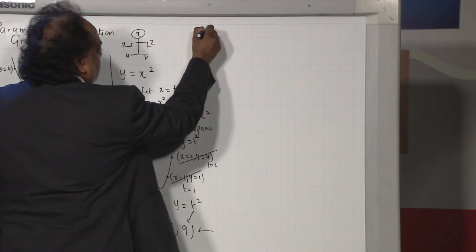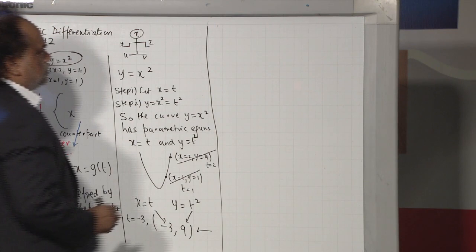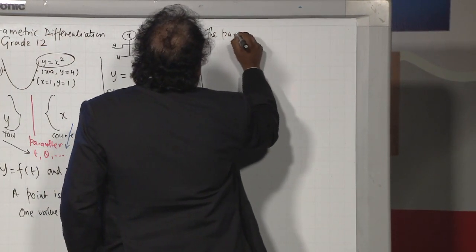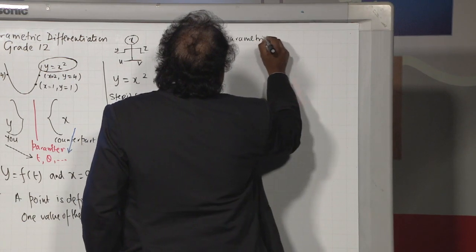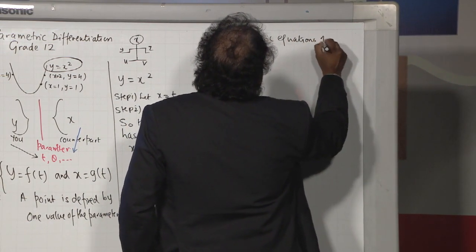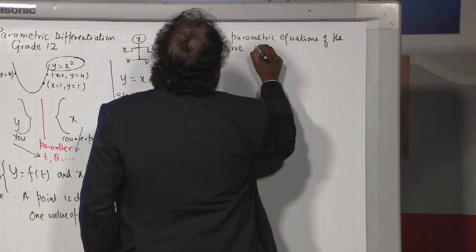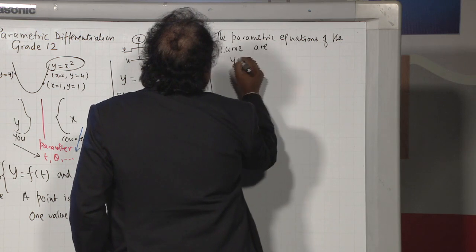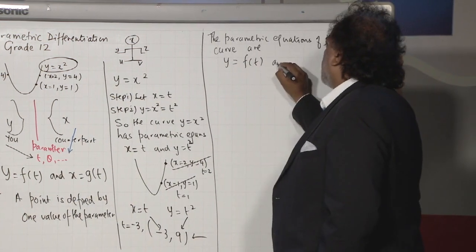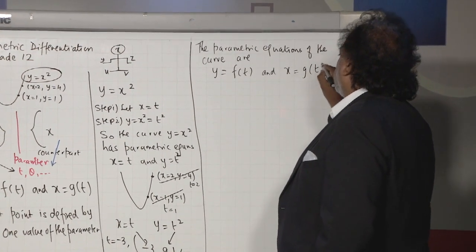Let's look at the fundamental equation in this chapter. The parametric equations of the curve are y is equal to f(t) and x equal to g(t).